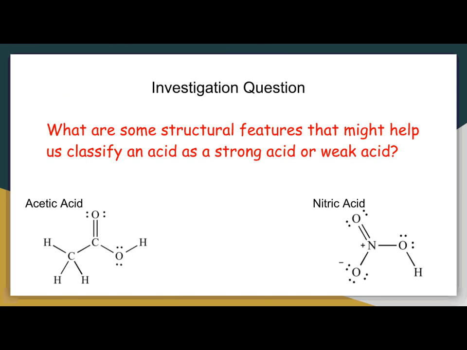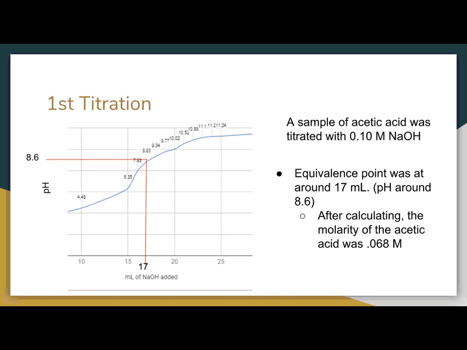So our investigation question was, what are some of the structural features that might help us classify an acid as a strong acid or a weak acid? In our titration, we used acetic acid and nitric acid. In our first titration, our sample of acetic acid was titrated with 0.1 molar NaOH. I'm pretty sure we had 25 milliliters and we diluted with 25 milliliters of water.